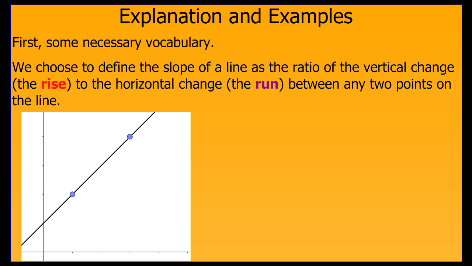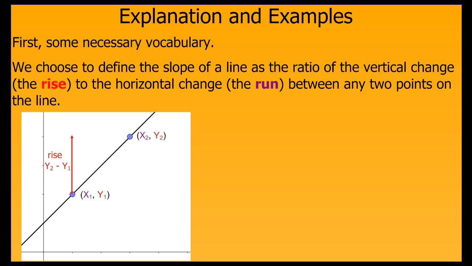Let's look at this line as an example. If we look at these 2 points on the line, they have coordinates (x1, y1) and (x2, y2). We use the variables instead of actual numbers because we're talking about the general case of a line, not a specific line with specific points.